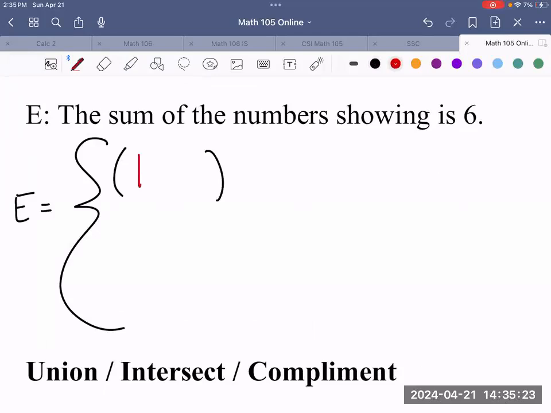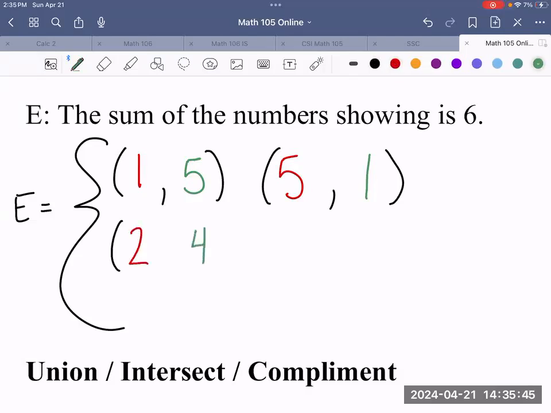So I got red 1 and let's say a green 5, which means if I flip them around, the red can be 5 and the green can be 1. That still counts up to 6. Let's do it again. The red is 2, the green is 4. If I were to do it again, the red can be 4 and the green this time can be 2. That totals up to 6.